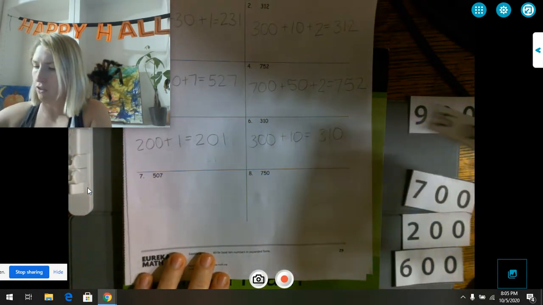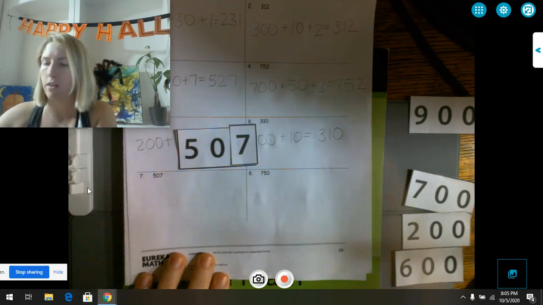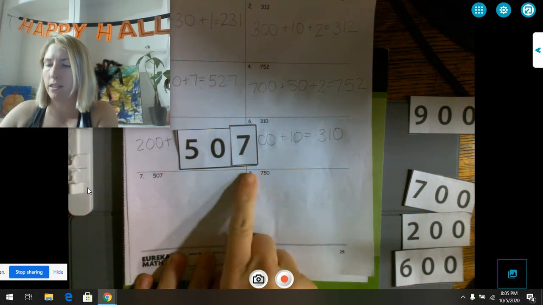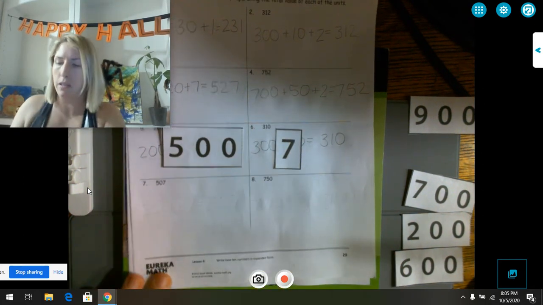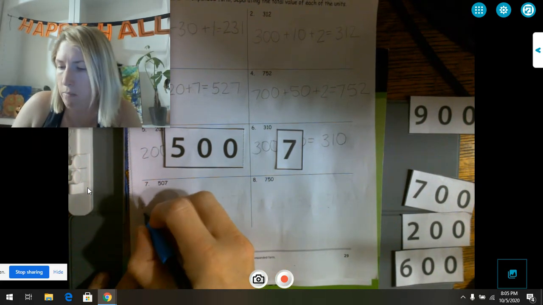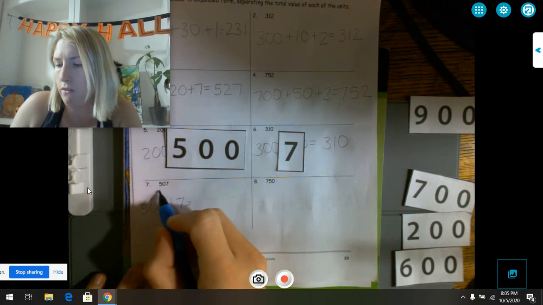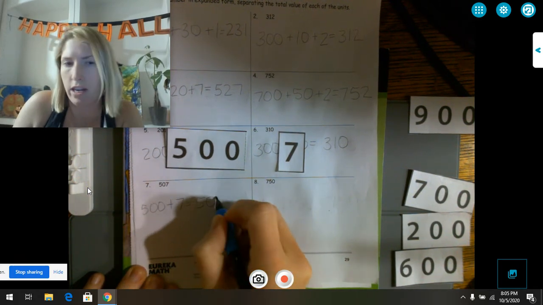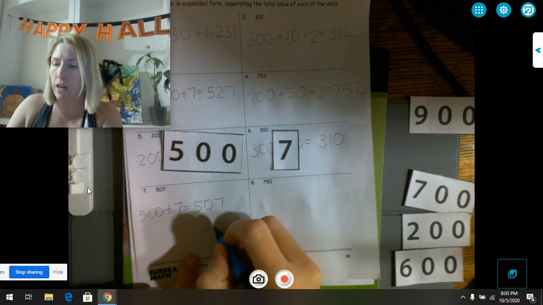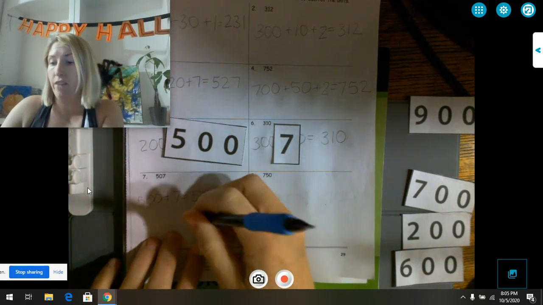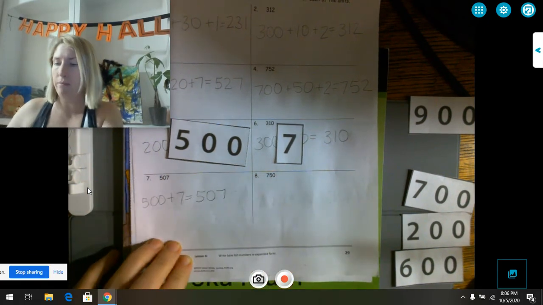507. So find your 500 and your 7. Okay, 507. It matches. I'm going to pull it apart to see what my parts are. I have 500 plus 7 ones equals 507. Same thing with this one. Without that 0 there, it would be 57. And $57 is very different than $507, right?